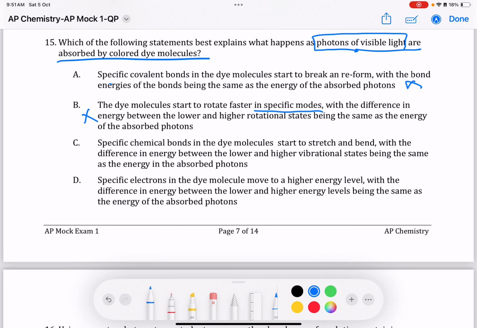Specific chemical bonds in the dye molecule start to stretch and bend. So basically this is very similar to choice B, with a difference in energy between the lower and higher vibrational states. No, it has to do with the electrons. We're talking about photon and absorbance that is done by the electrons. They can become excited and move to a higher or lower state.